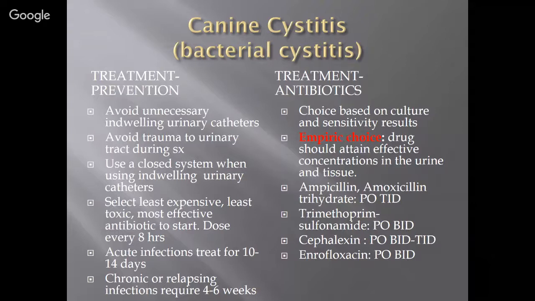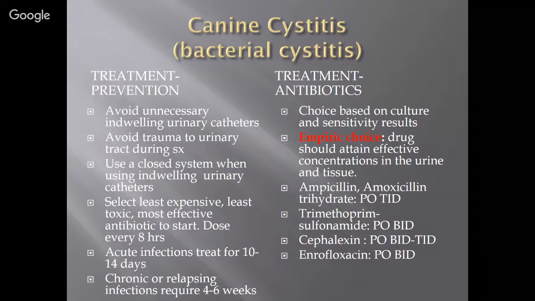Any acute infection, so if it's, oh, this all of a sudden started, we're going to treat for 10 to 14 days. That can seem like a really long time, especially if you're giving treatment 3 times a day. If it's a chronic or relapsing infection, it may require 4 to 6 weeks of antibiotics. So we always want to base our treatment on culture and sensitivity results. If we have to make an empiric choice, that means we're making our best guess.